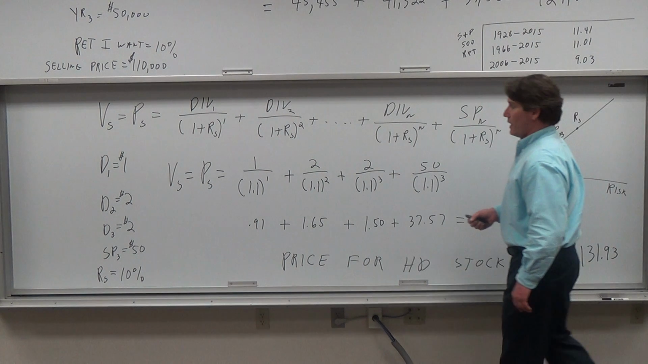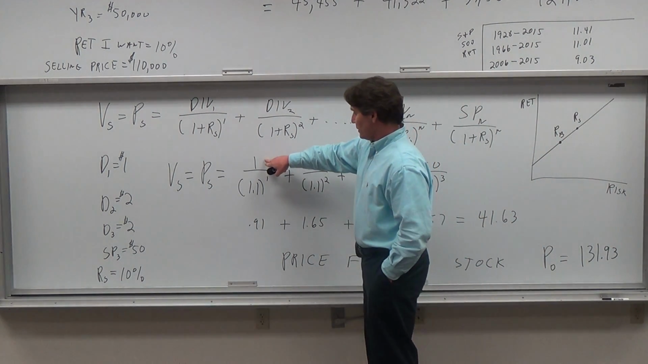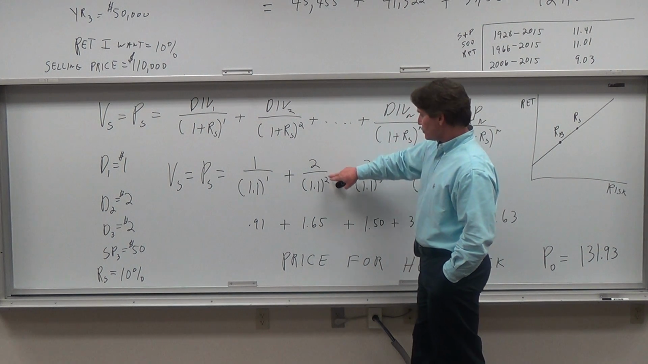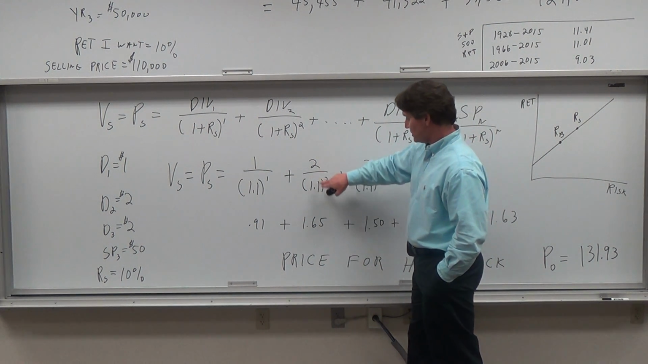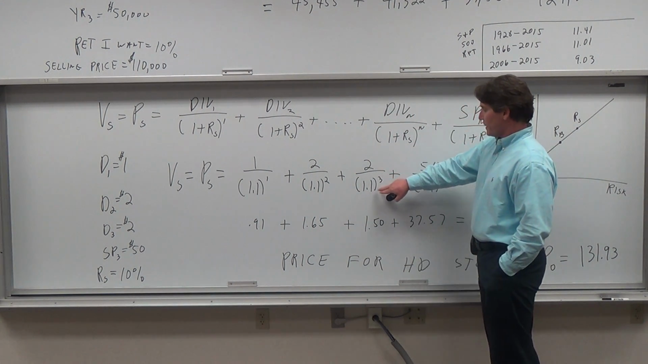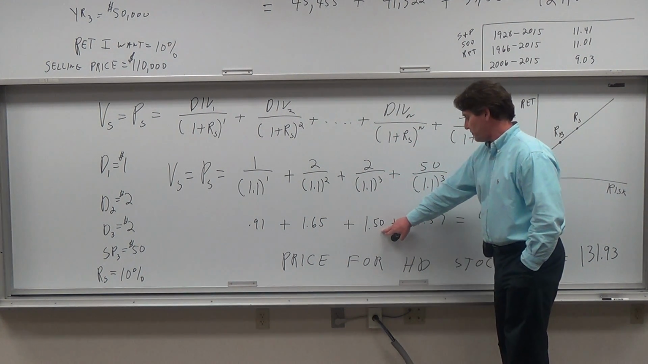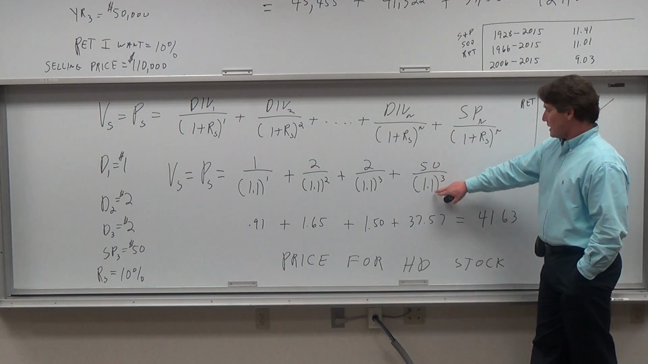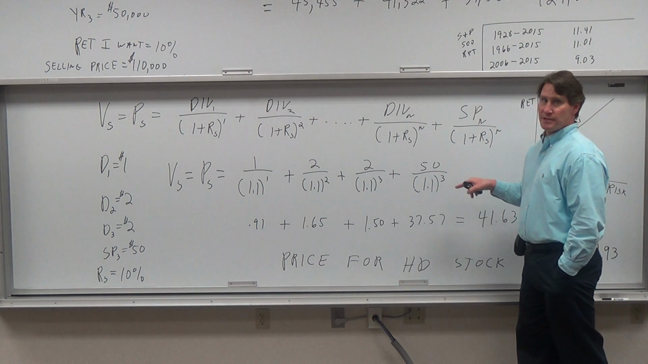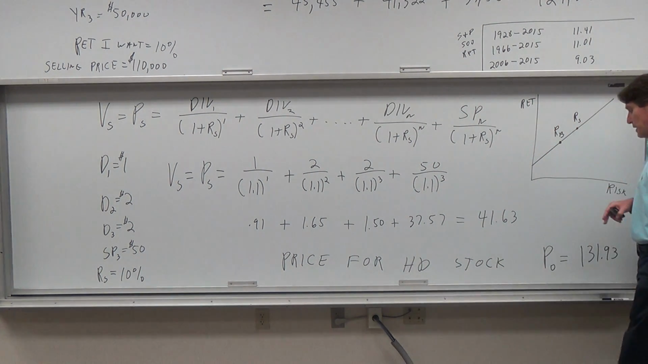So let's go ahead and figure out $1 a year from now. What is it worth today? 91 cents. $2 2 years from today at 10%. What is it worth today? $1.65. $2 3 years from now at 10% is worth $1.50. $50 at 10% for 3 years is worth $37.57. Make sure you discount back the cash flows and get these same numbers.